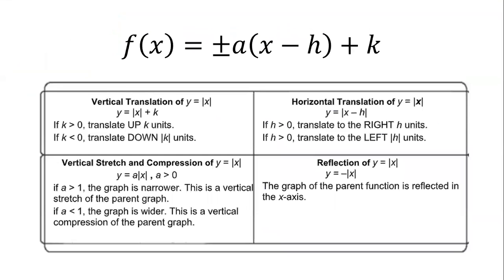So this is our transformation form. When we are in transformation form, basically what's happening is each variable plays a role and has a part. The A in front has its job, H has a job, K has its job. In terms of an absolute value function, which is what we're doing, f of x equals plus or minus absolute value x minus h plus k.